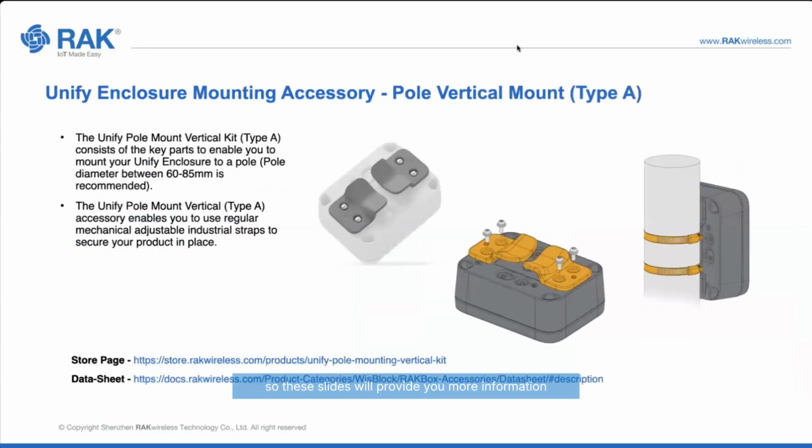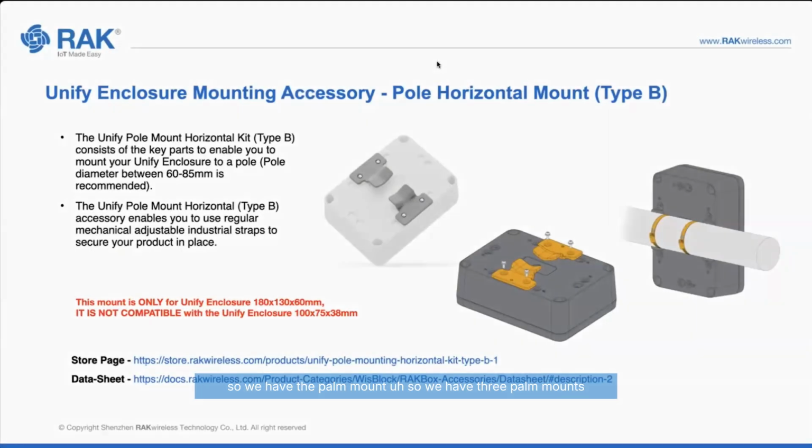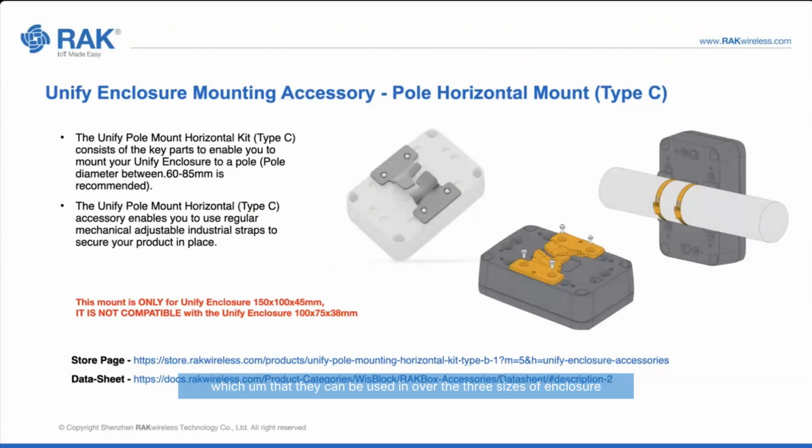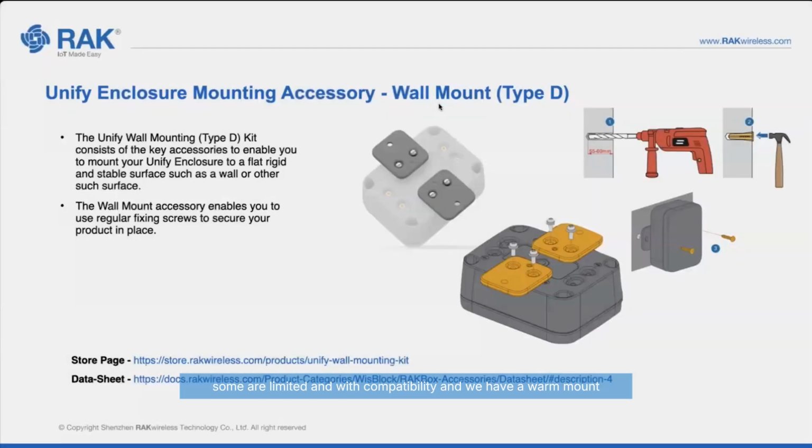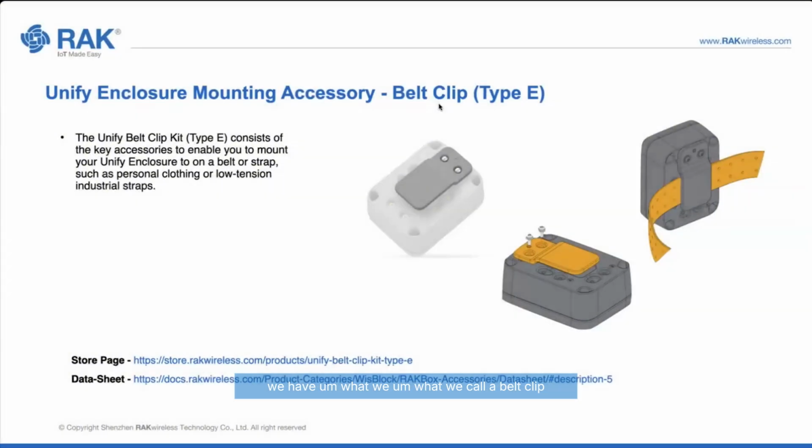So these slides will provide you more information on the specific details of every mounting accessory that is available and how it is used. So we have the pole mount, we have 3 pole mounts, sorry about that, which can be used over the 3 sizes of enclosure. Some are limited with compatibility. We have the wall mount. We have what we call a belt clip.